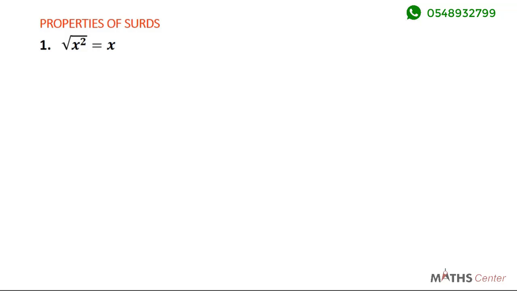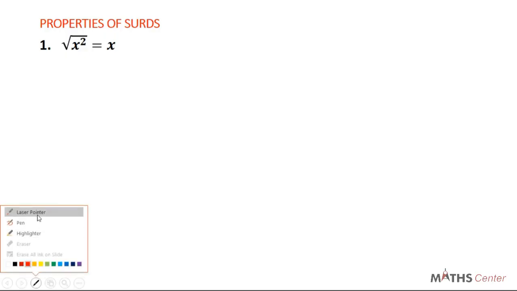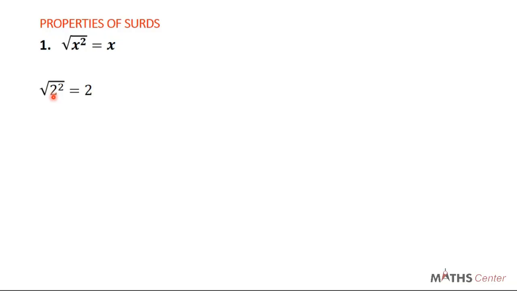The first property says that the square root of a number raised to the power 2 is the same as the number in question. So what are some examples? Square root of 2 squared is the same as 2. Square root of 5 squared is the same as 5. Or square root of 8 squared is the same as 8. So whenever you have a term under the square root sign and the term is raised to the power 2, if you take the square root of that term, you are going to get the same number.